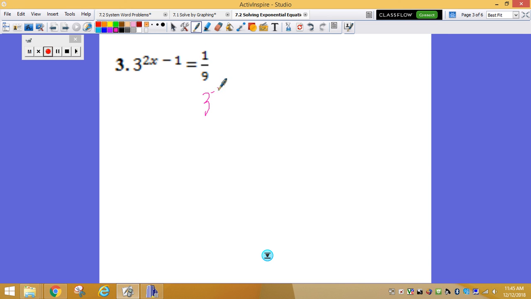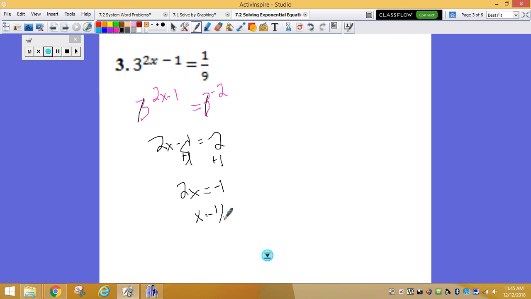So here I'm going to put 3 to the negative 2. Here I still have 2x minus 1. Now I have the same base, right? They're both 3's, so I can cancel that out. And I'm going to solve 2x minus 1 equals negative 2. Add 1 to both sides. So 2x equals negative 1. Divide by 2. And x is negative 1/2.